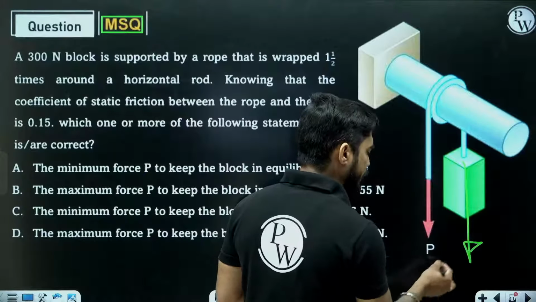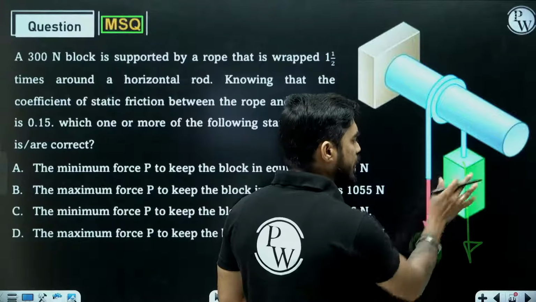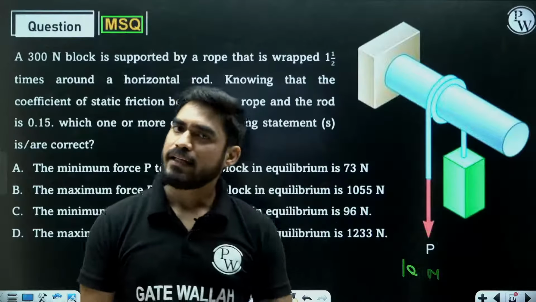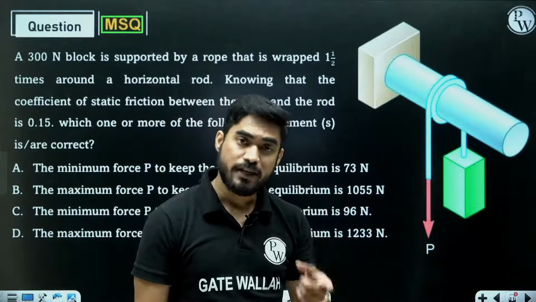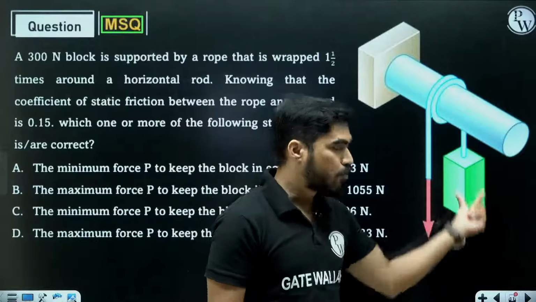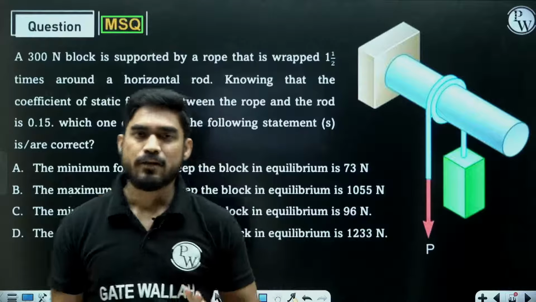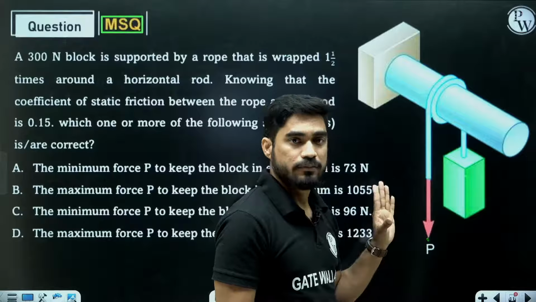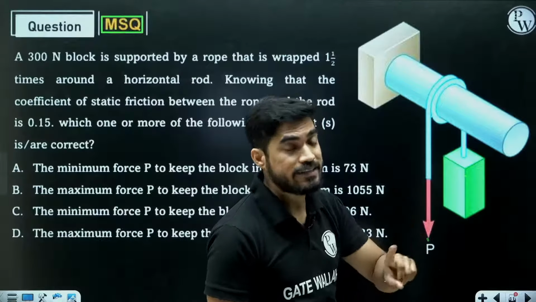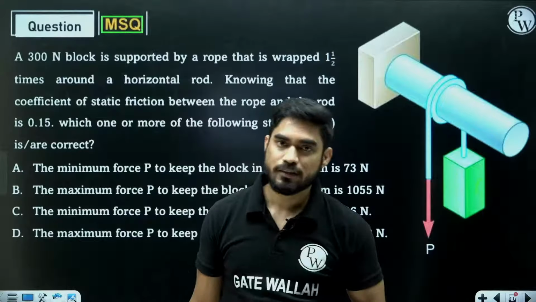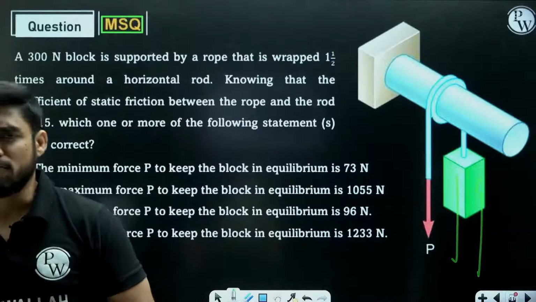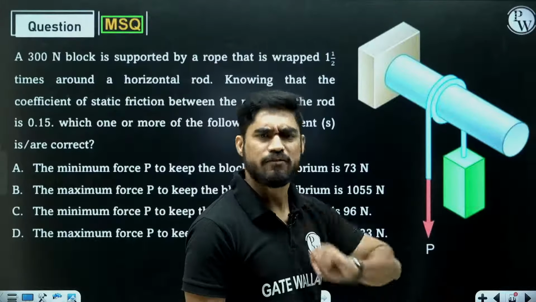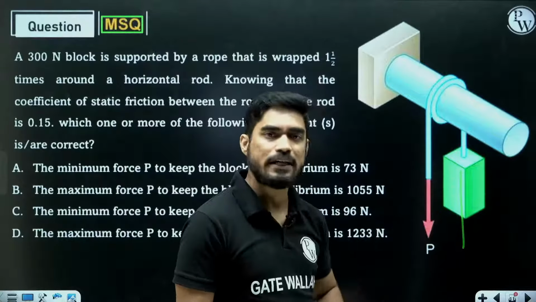For example, let's say the minimum force which we need to apply to hold the block is 100 Newton. Just an example. So if I apply more than 100, no issue. But if I apply less than 100, then this block will fall down. If you apply more than that, no issue. Let's say I am applying 150 Newton. What is going to happen? Block will not fall. Let's say I am applying 200, 300, 400, 500 Newton. Block is not falling down.